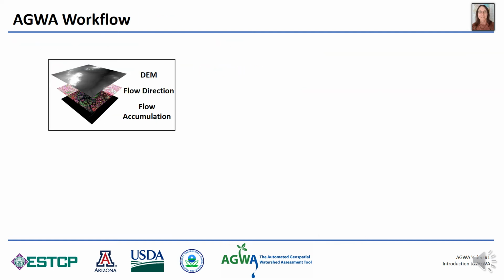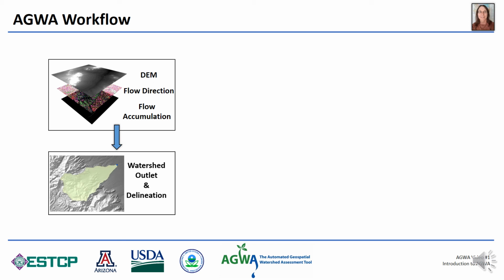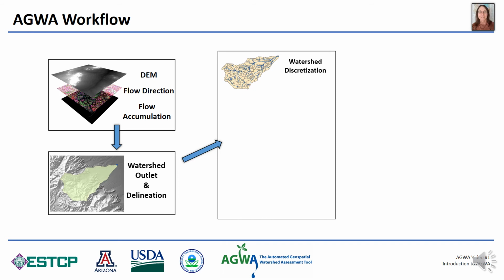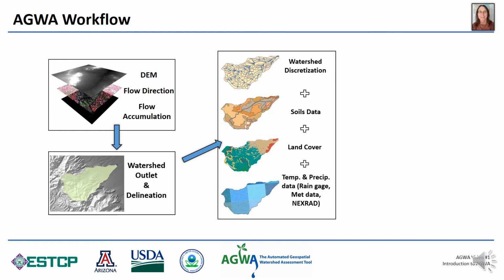The AGWA workflow begins with the DEM that is used to determine flow direction across the watershed. The flow direction map is then used to determine flow accumulation. These layers are used to identify the watershed outlet and delineate the watershed. Next, the watershed is discretized or subdivided into smaller plains. The soils and land cover data are intersected with the discretized watershed to provide parameters specific to each plain. And finally, the climate data are applied and the simulation is performed.